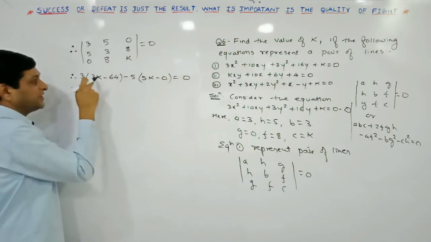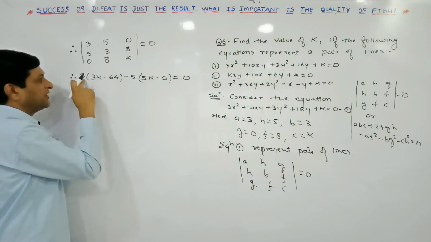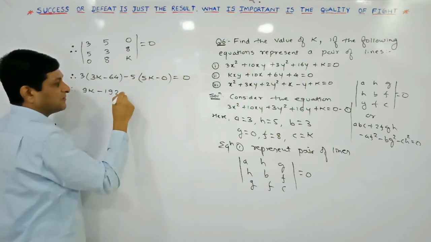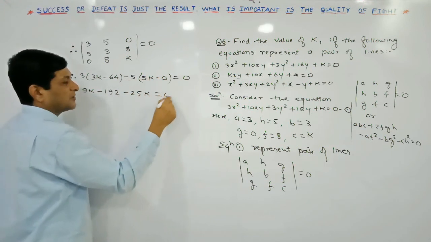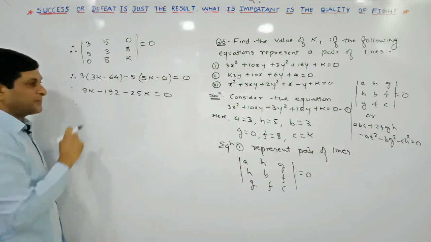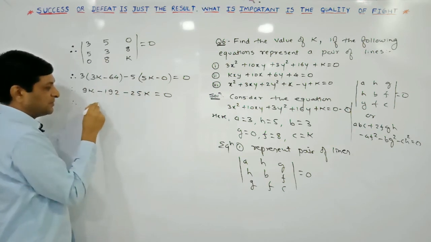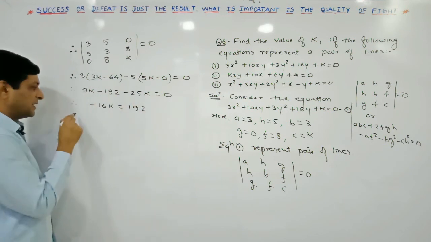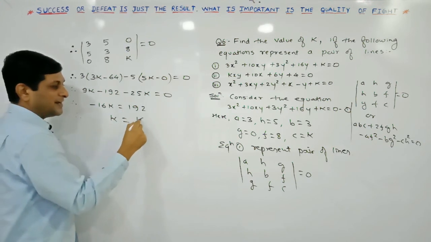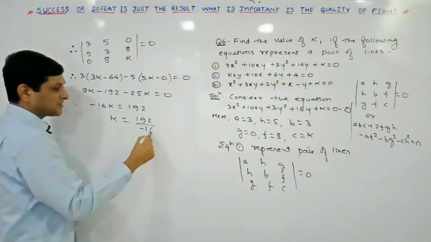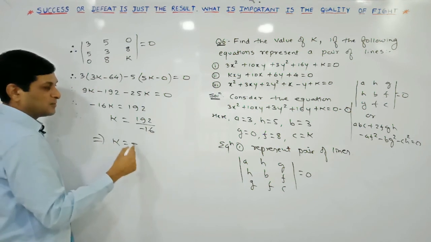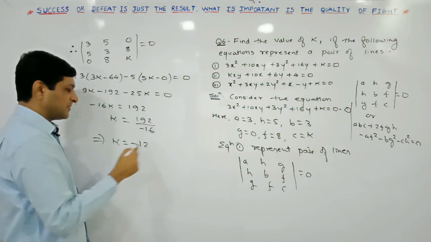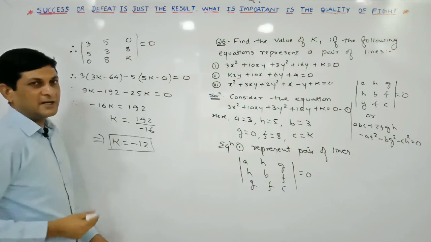So therefore 3 into 3k will be equal to 9k. 3 into minus 64 will be equal to minus 192. Minus 5 into 5k will be equal to minus 25k is equal to 0. Now on one side collect the terms of k. 9k minus 25k will be equal to minus 16k, and minus 192 on this side will become plus 192. So therefore k will be equal to 192 divided by minus 16, which implies that k will be equal to minus 12. 192 divided by 16 is 12. So in this way we have got our required unknown value k.